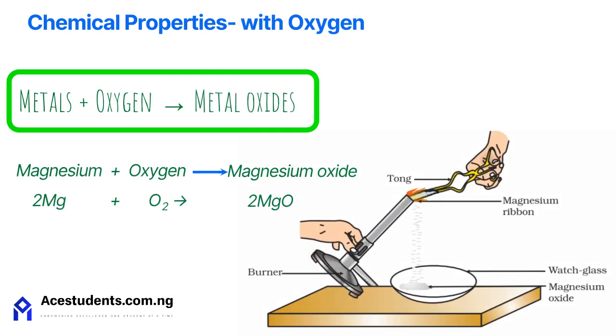When metals react with oxygen, they form metal oxides. For example, magnesium burns with a bright white flame in oxygen to form magnesium oxide. This shows metals are reactive with gases in the air.